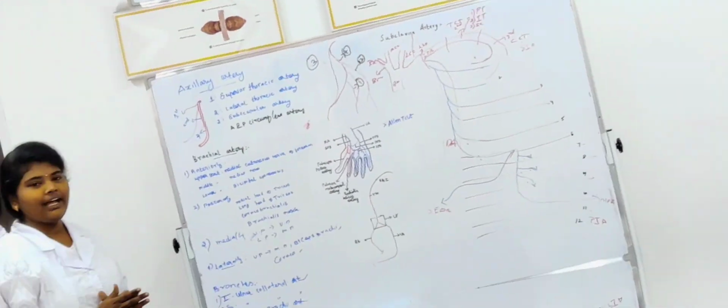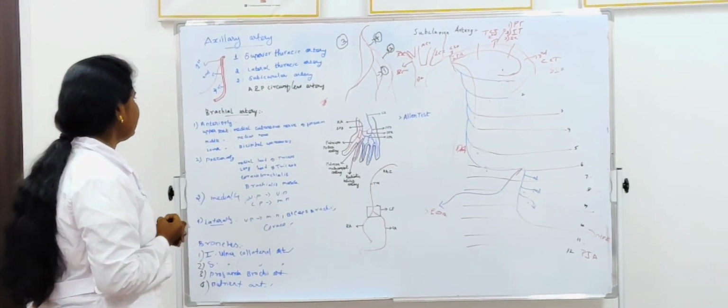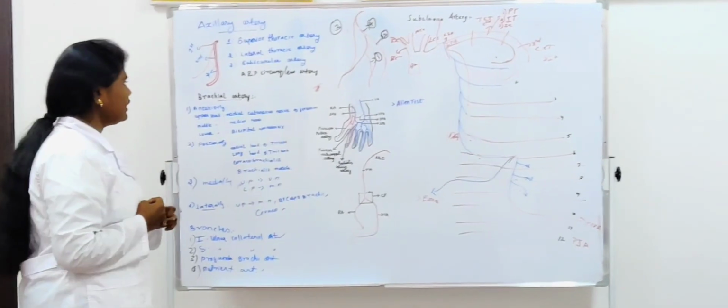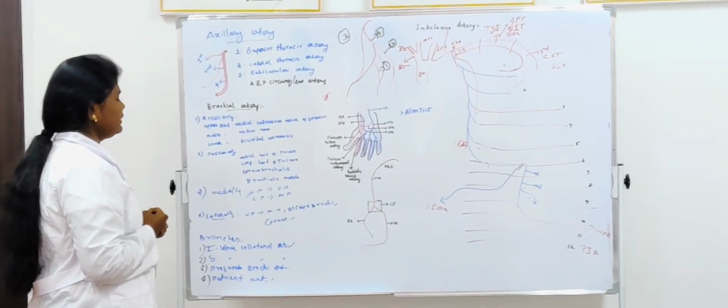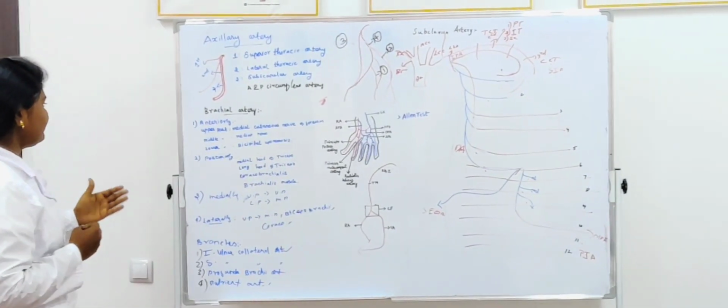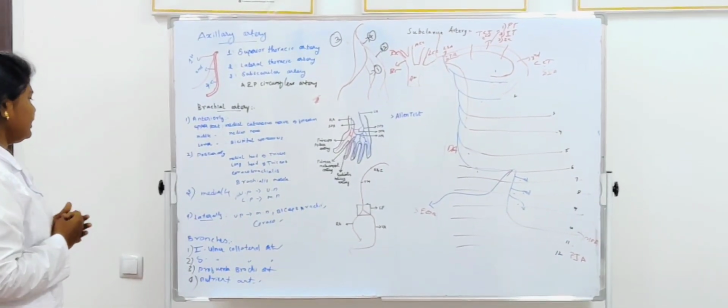Then the axillary artery is divided into three parts. First part, superior thoracic artery; second part, lateral thoracic artery; third part, subscapular artery, and the anterior and posterior circumflex arteries. Then the brachial artery is divided into four parts: anteriorly, posteriorly, medially, and laterally.